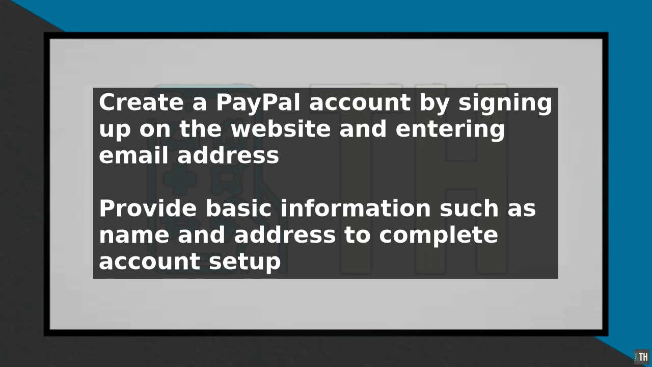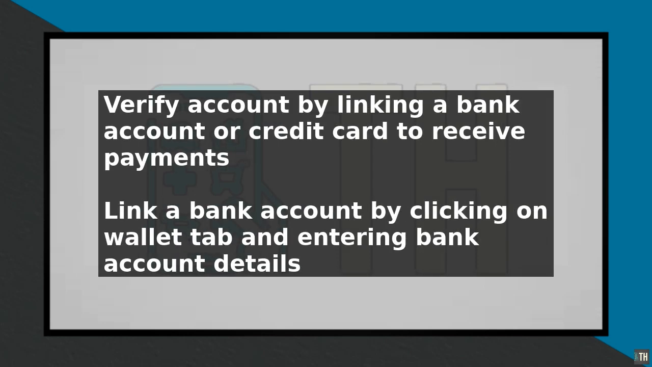Once you have created your account, you need to verify it by linking a bank account or credit card to your PayPal account. This will allow you to receive payments from clients and transfer the funds to your bank account. To link a bank account, click on the Wallet tab and then click on Link a Bank Account. Then enter your bank account details.